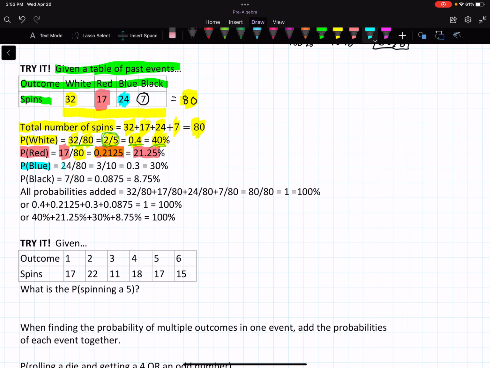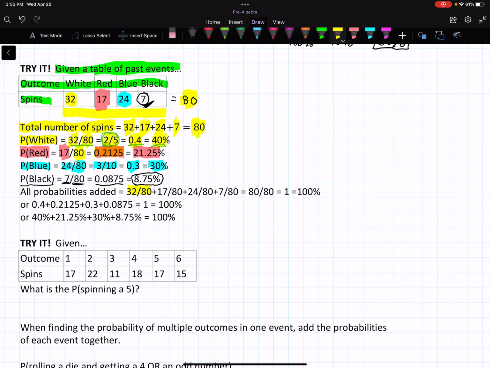And then we've got the probability of blue. Probability of blue is 24, got that from up above in our chart, our table, out of 80. We can just do that all in blue, it doesn't hurt. Out of 80, which gives us 3 out of 10, which is 0.3 or 30%. And finally, the probability of black, well, we know it's 7 out of our total of 80. So 0.0875, which is 8.75%.